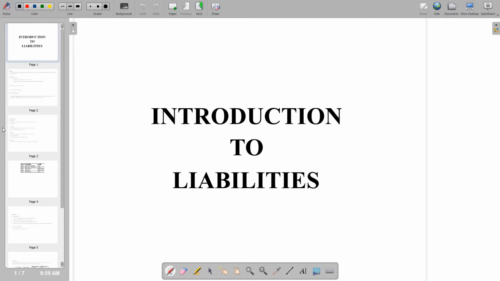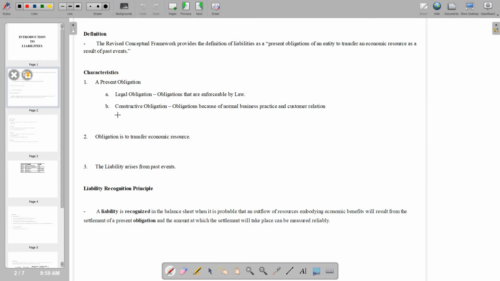Okay, we go to introduction to liabilities. Now, as a start, let's define liabilities based on the revised conceptual framework. So, it is a present obligation of an entity to transfer an economic resource as a result of past events. Now, there are three characteristics that we need to check here.